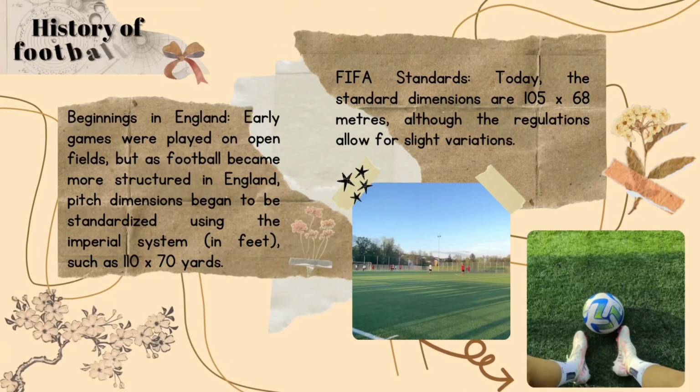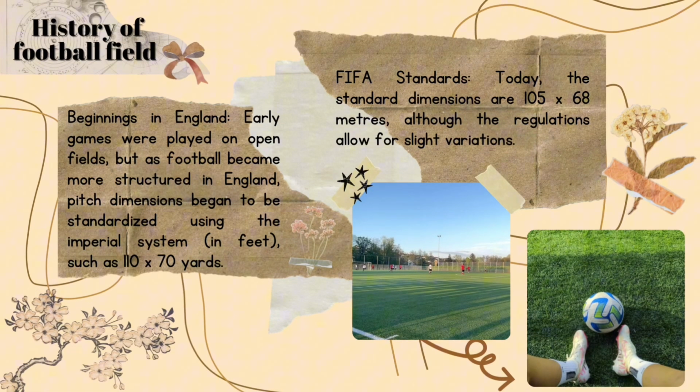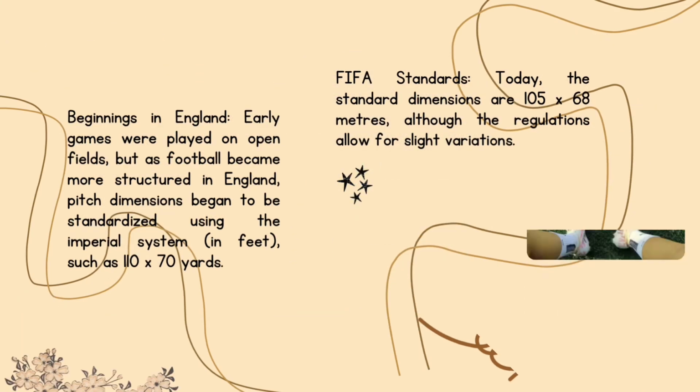Now, we are going to talk about its interesting history. First, let's start from England. Early games were played on open fields, but as football became more structured in England, pitch dimensions began to be standardized using the imperial system in feet, such as 110 by 70 yards. In the FIFA standard today, the standard dimensions are 105 by 68 meters, although the regulations allow for slight variation.